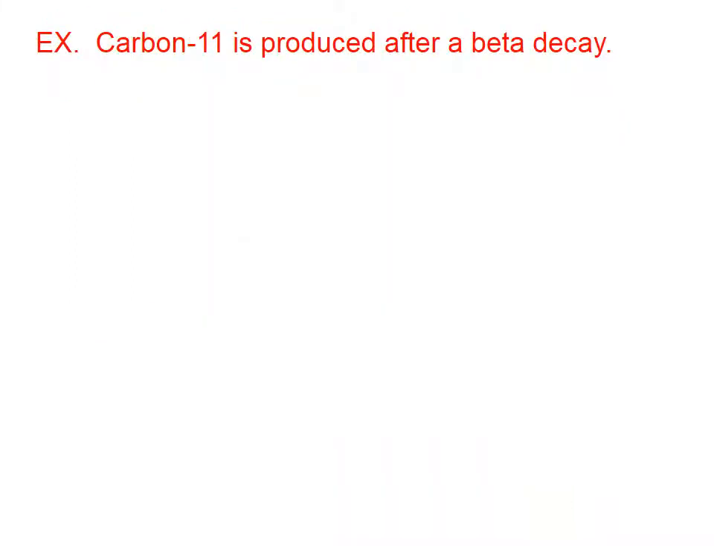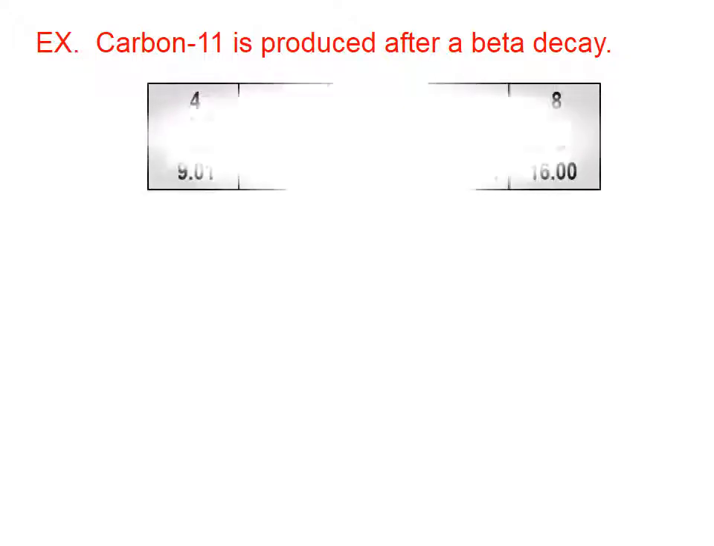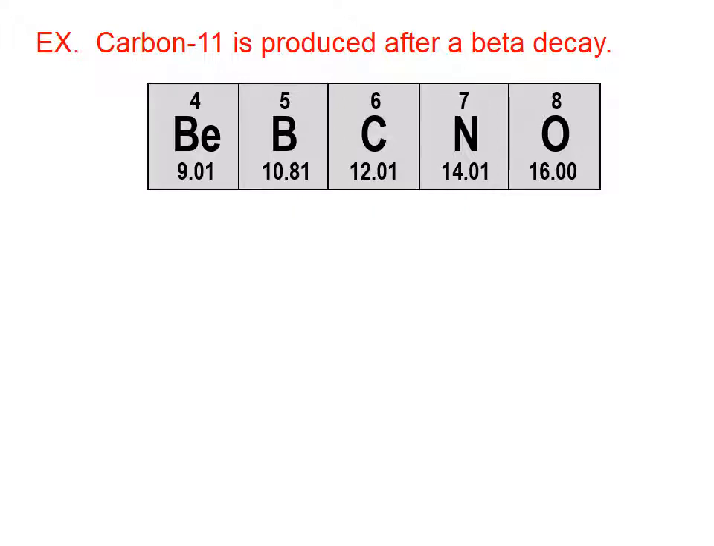Let's try this one. Carbon-11 is produced after a beta decay. So there's carbon right there in the middle of that bunch of elements. And here, carbon-11, it says, is produced. So it needs to be represented on the product side, not the reactant side, as the previous 2 examples were.